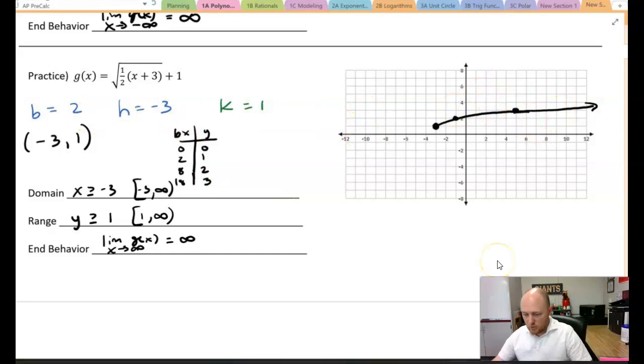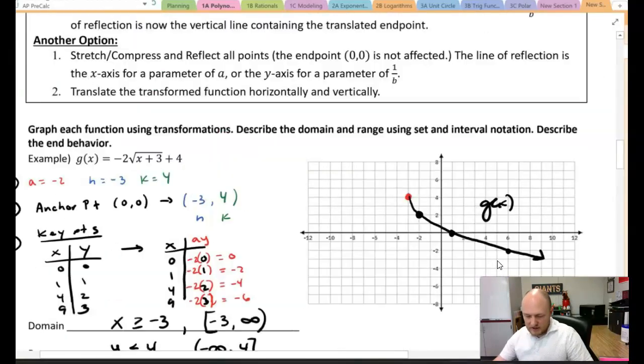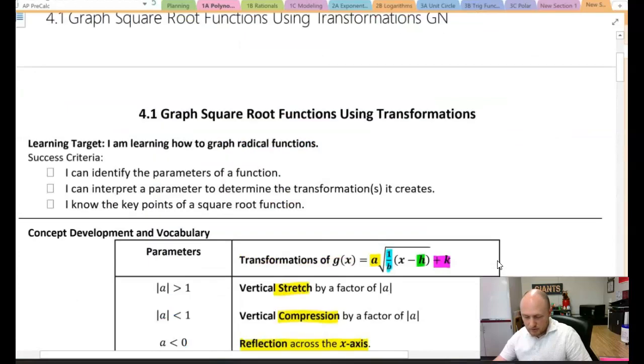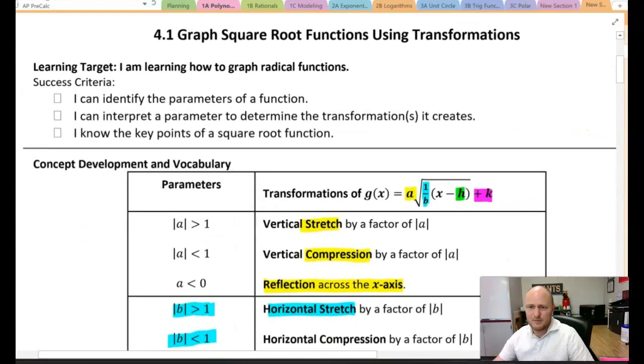Okay, so just recapping, hopefully in this video you learned how to graph some radical functions and specifically the key points of a square root function with transformations.